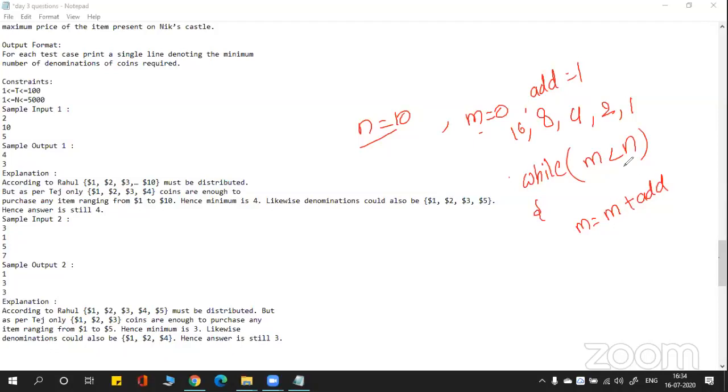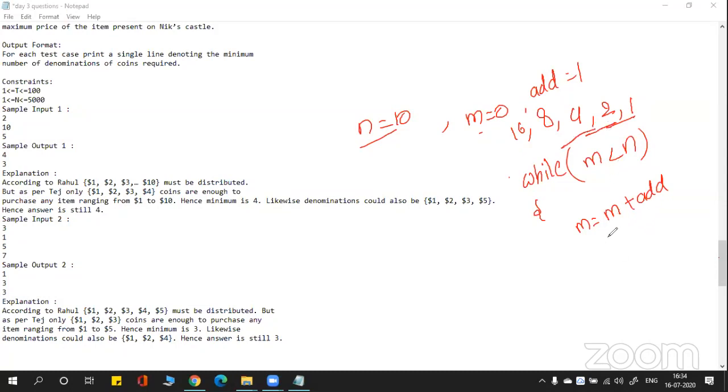So after that, the first time it was 1. Next, I should add 2. If there are 2 bits, the maximum sum will be 3. Next time 1 plus 2 plus 4, that will be the maximum number I can represent by using 3 bits. Next time 1 plus 2 plus 4 plus 8. So that is the maximum number I can represent.